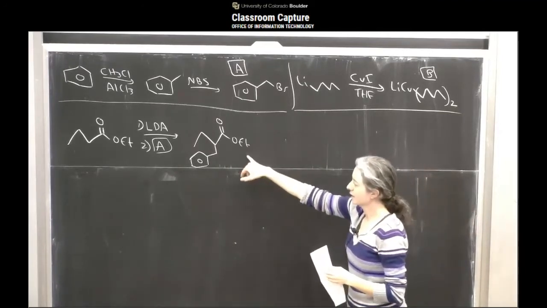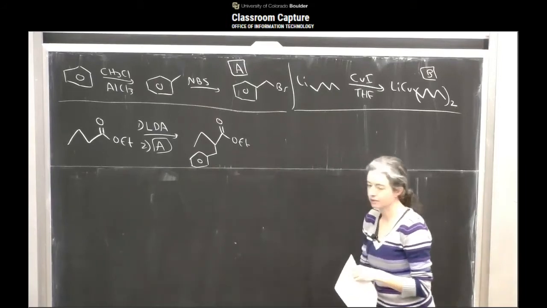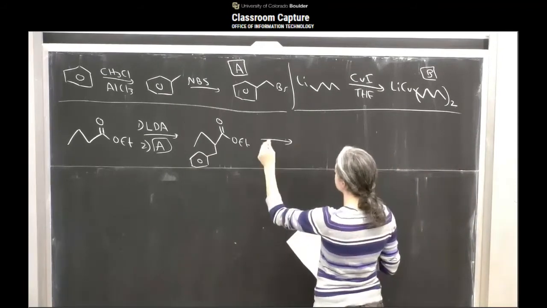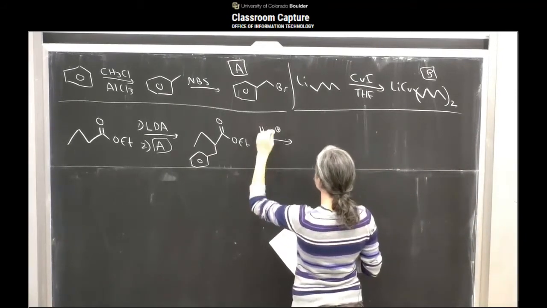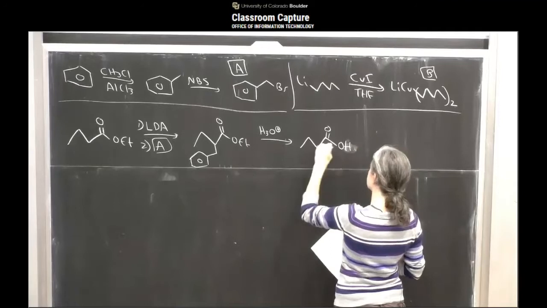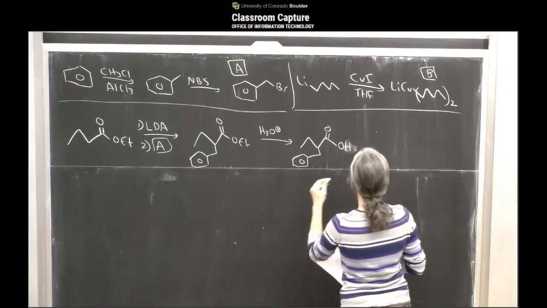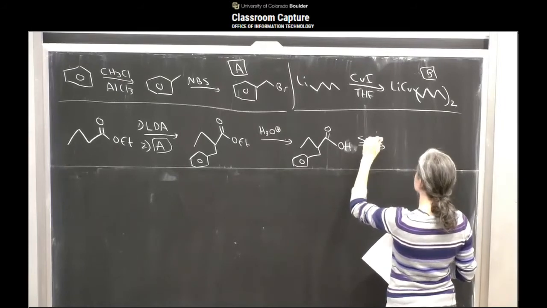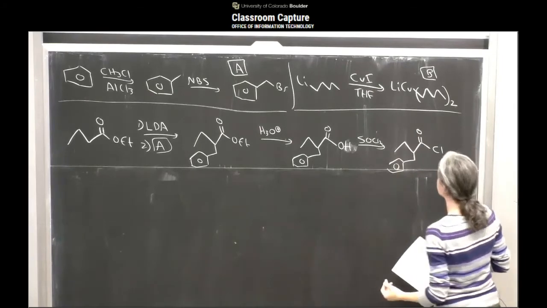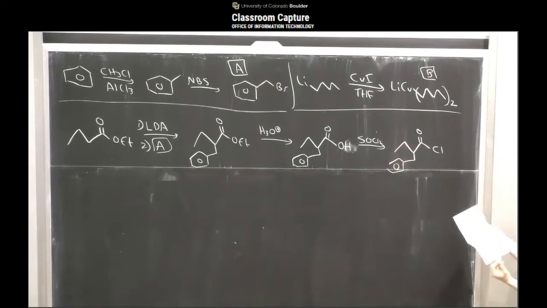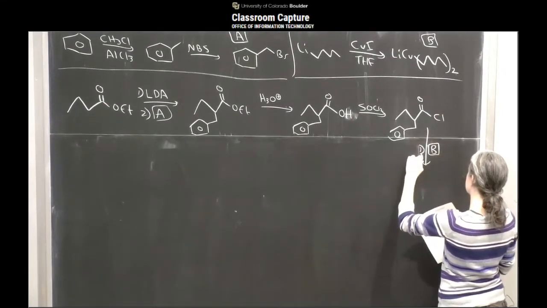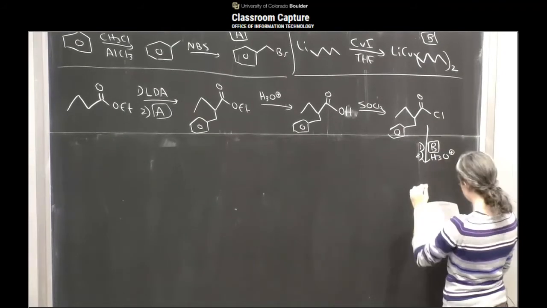Then we have to convert this thing to the acid chloride. We can't actually do that in one step, so we're going to have to go through the parent acid first. So let's just hydrolyze that off. So like that, and then SOCl2. Gets us here. And then we can bring in the cuprate with a water workup afterwards.